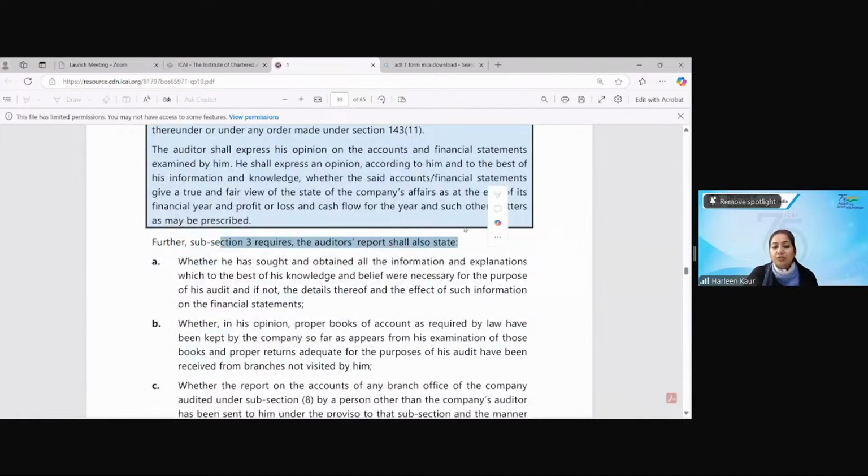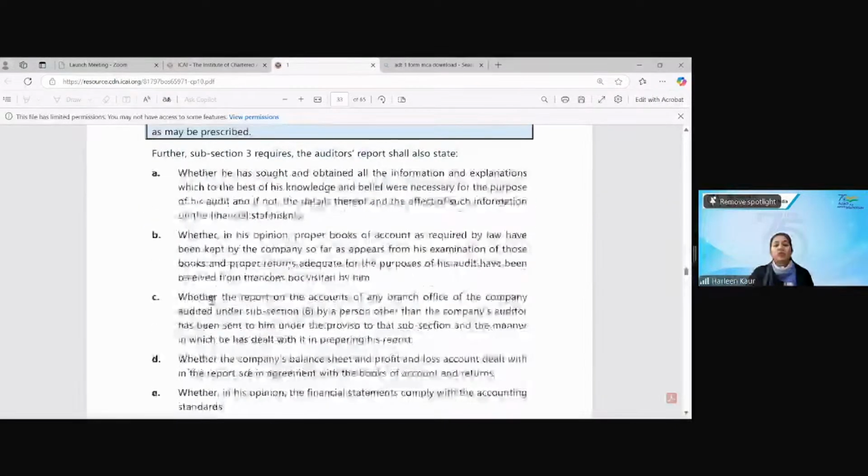Now, after subsection 3 you will write down the heading auditor's report. What heading are you going to give? You will give the heading auditor's report. After subsection 3, write the heading: contents of the auditor's report.